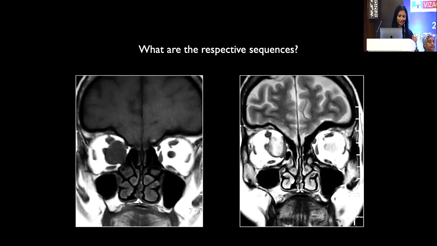So before going into the lesion itself, what are the respective sequences of these two MRIs? So we as ophthalmologists, we know that vitreous is dark on T1 and vitreous is bright on T2. We know that, but we're not really used to looking at CSF. We're not used to looking at the brain. So it's something that we should also be aware of, that we can't see the vitreous in here because there's no globe. So what are these respective sequences?